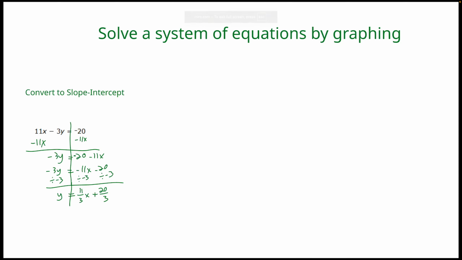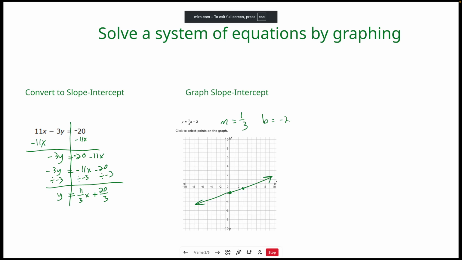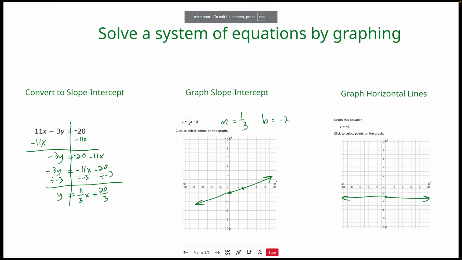First off, you should know how to convert an equation into slope-intercept form, so similar to something like this, moving stuff around, okay, getting it in y equals mx plus b. Secondly, you should know how to graph something that's in slope-intercept form, so you should be able to look at it, get the slope, get the y-intercept, plot it on a graph. And lastly, you should know how to graph horizontal lines. So they give you something like this.